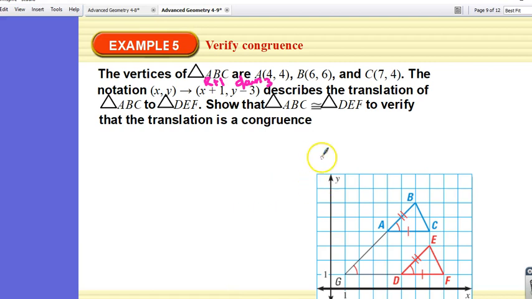Okay, so we're just showing that things are still the same. So going from A to D, all you did was you went right 1, down 3. For B, you went right 1, down 3. For C, you went right 1, down 3, and so on, okay? So we know that if it's just being translated, it's obviously staying congruent, but they want us to actually prove this.